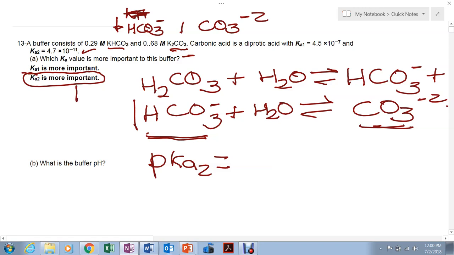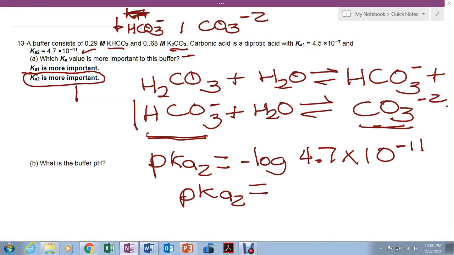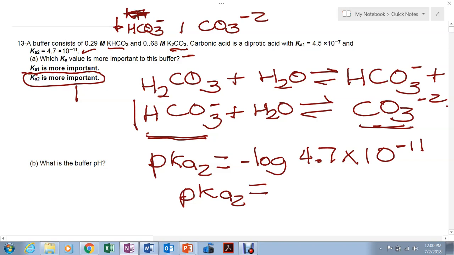So pKa2 would be the minus the log of Ka2, which is 4.7 times 10 to the minus 11, because that's what we're going to use, equals, hold on, 4.75. No, that's 11, sorry. The pKa2 would be 10.33.